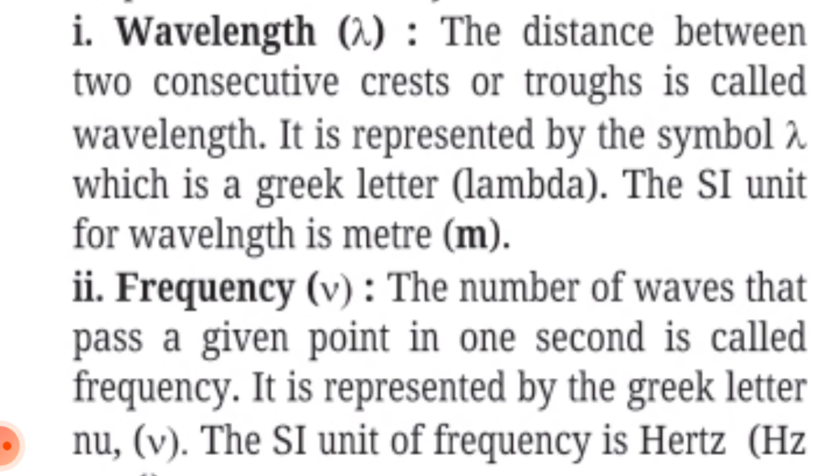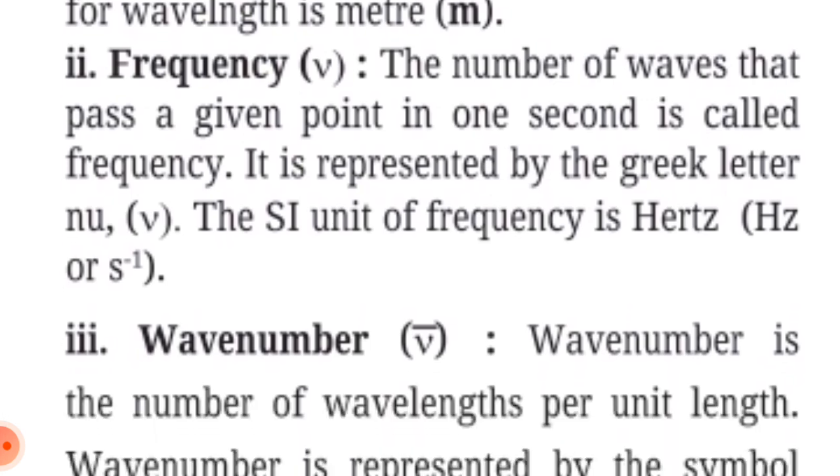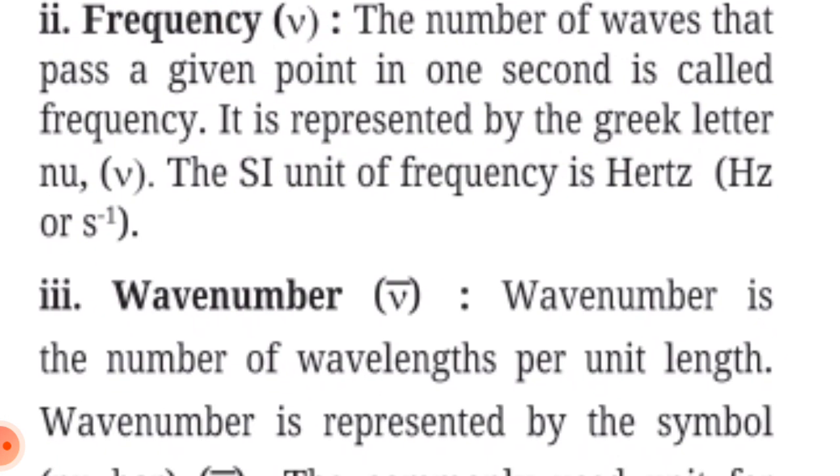Wavelength, lambda. The distance between two consecutive crests or troughs is called wavelength. It is represented by the Greek letter lambda. The SI unit for wavelength is meter, m. Frequency. The number of waves that pass a given point in 1 second is called frequency. It is represented by the Greek letter nu. The SI unit of frequency is hertz, Hz, or s inverse.